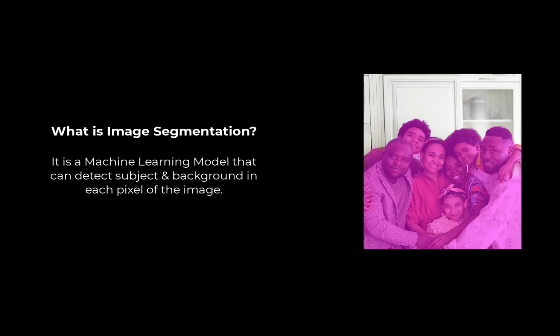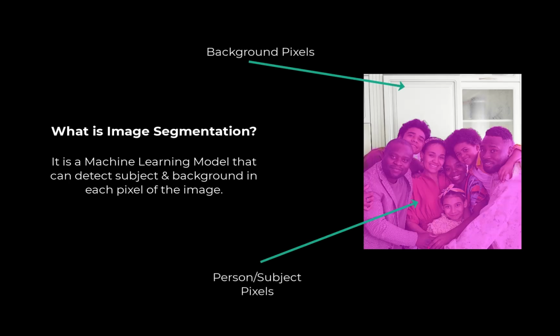But what is image segmentation? It is a machine learning model that can detect person and background in each pixel of the image. So the model knows where in the image the person is present and where the background begins. And by using this information, we can make our images transparent, apply different backgrounds, or perform other such useful tasks.